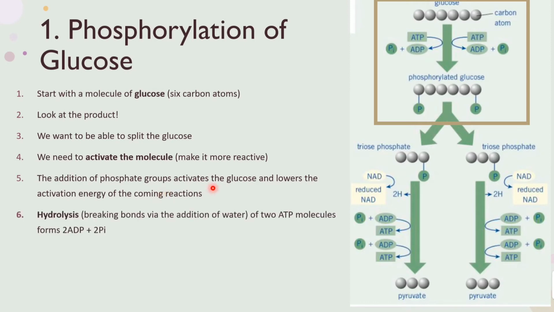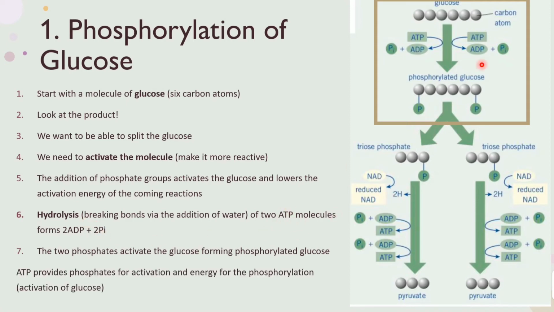So if we want to activate our glucose so we can split it, we need the hydrolysis of ATP. So hydrolysis is the breaking of bonds via the addition of water. So we want to hydrolyze 2 ATP molecules. As we can see here, our 2 ATP molecules are being broken down into ADP. So 2 ADP molecules are produced and 2 phosphates are produced. So these phosphates will go to bond with our glucose molecule to form our phosphorylated glucose. So now we have our phosphorylated glucose by the addition of our 2 phosphates from the hydrolysis of ATP.